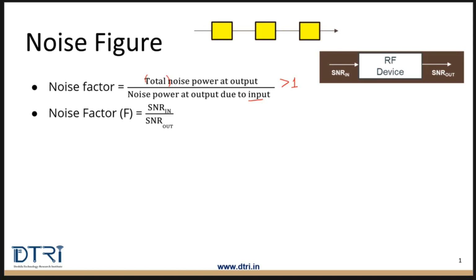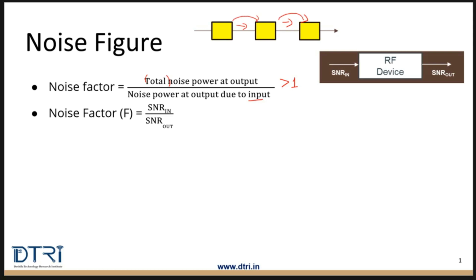Let us look at this system with multiple blocks. Noise factor tells you the amount of degradation in SNR as the signal passes from one block to the next block in the system. Let's say the signal passes from this block to this block, from input to output. So as the signal passes through each block, the SNR is degraded.